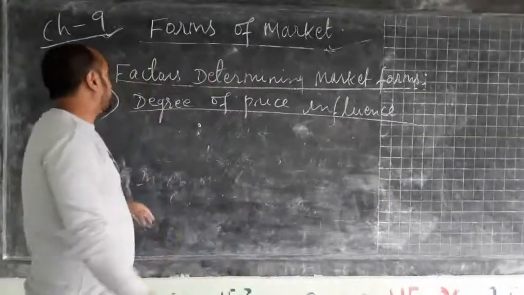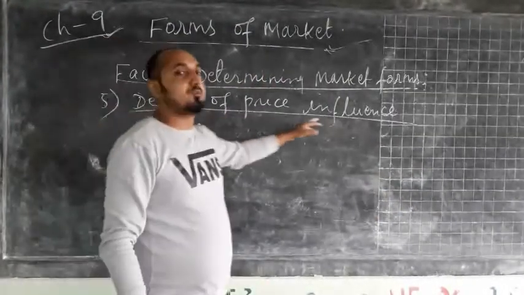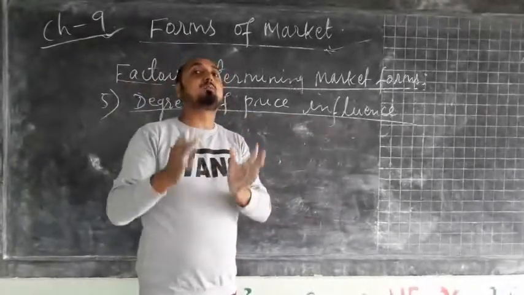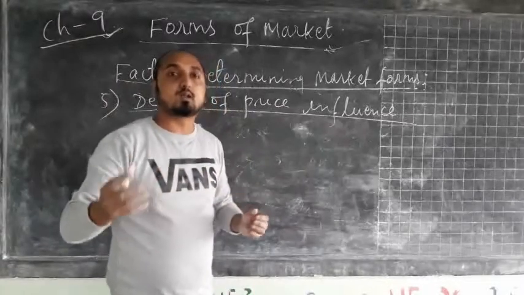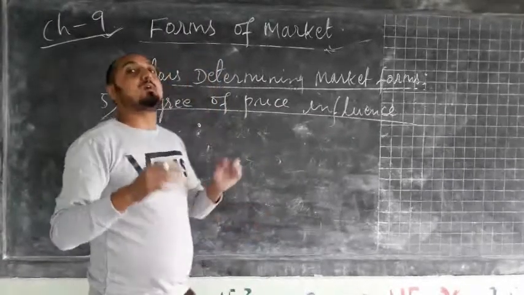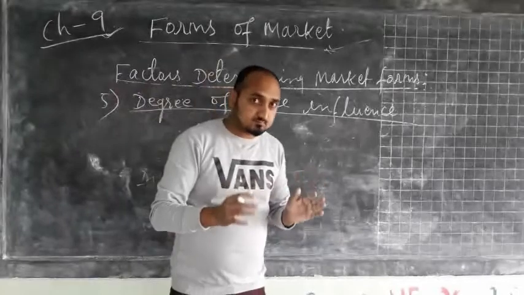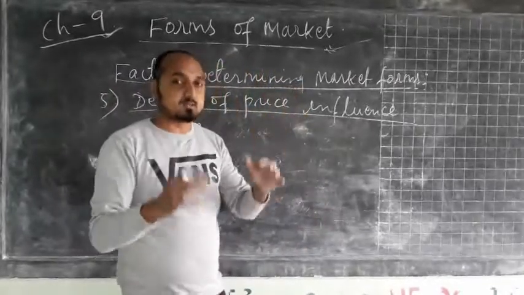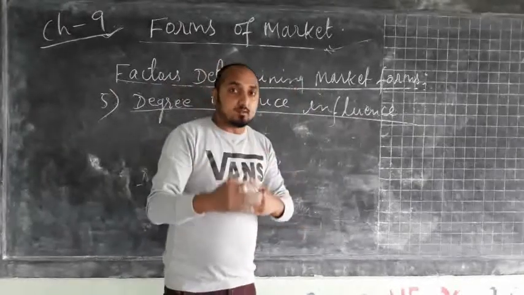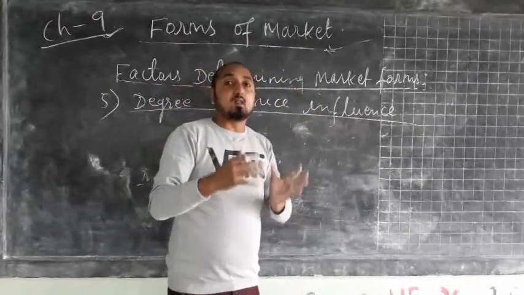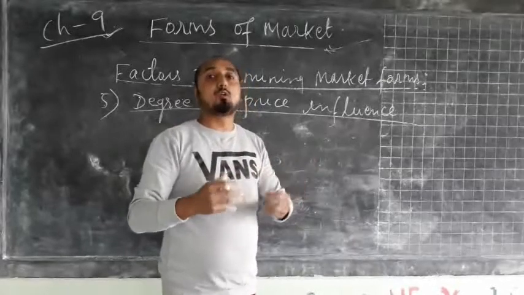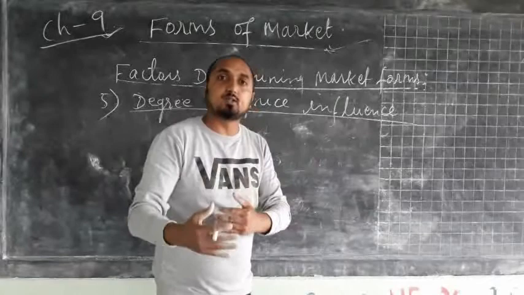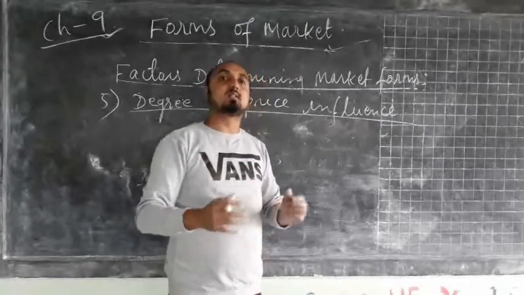The next point, we have degree of price influence. So here the different forms of market have a different power to influence the market price. In the case of a monopoly market, there is a single seller or single producer. So if there is a single producer, then that type of market has a large power or more power to influence the market price. If they want to increase the price, they can do that. If they want to decrease the price, they can do that.